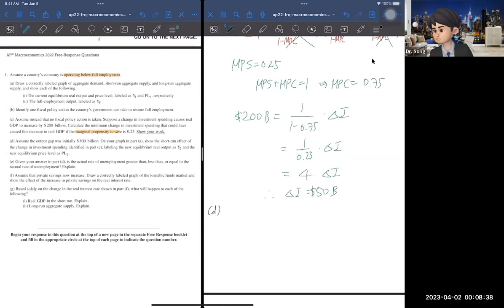Assume the output gap was initially $800 billion. On your graph in part A, show the effects of the change in investment spending identified in part C. So that means that if you didn't solve the questions A and C properly, then you cannot find the right answer for question number D. So you need to be very careful when you solve the question. If you made a mistake, then automatically the following questions, you cannot get the right answer.